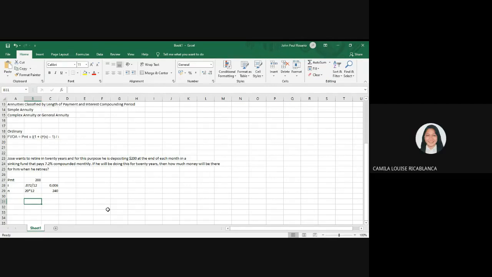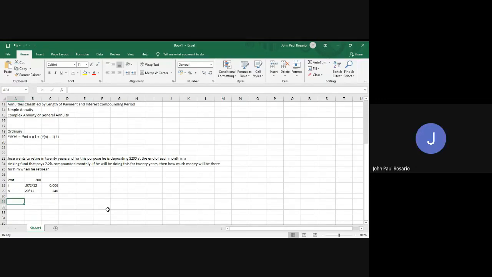Yes, sir. Pero what if ang pangutana is pila akong total amount karon and nag-start ko og deposit 10 years ago? Unsa man na siya? Is the question about a future value or a present value? Future value, sir. Future siya tungod kay nag-start na ang deposit before, pangutana sa karon. Tama? Yes, sir.